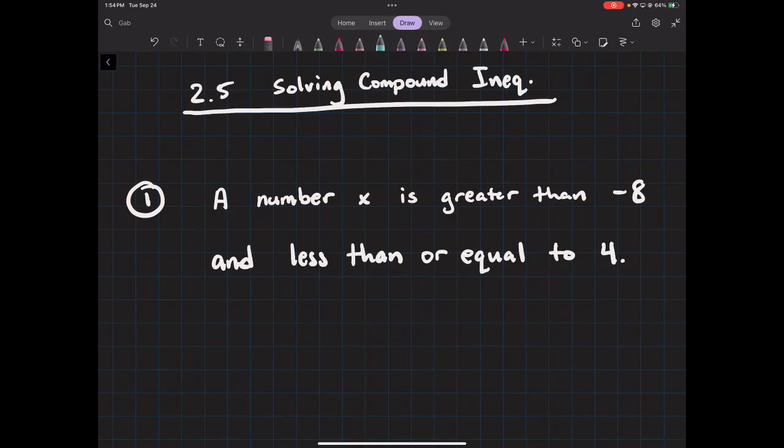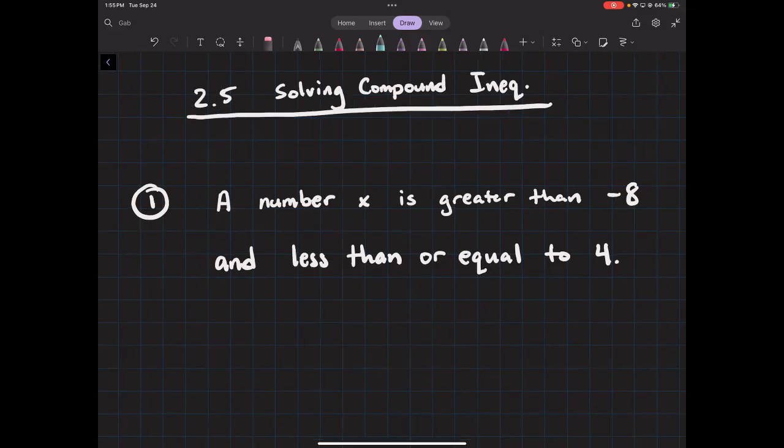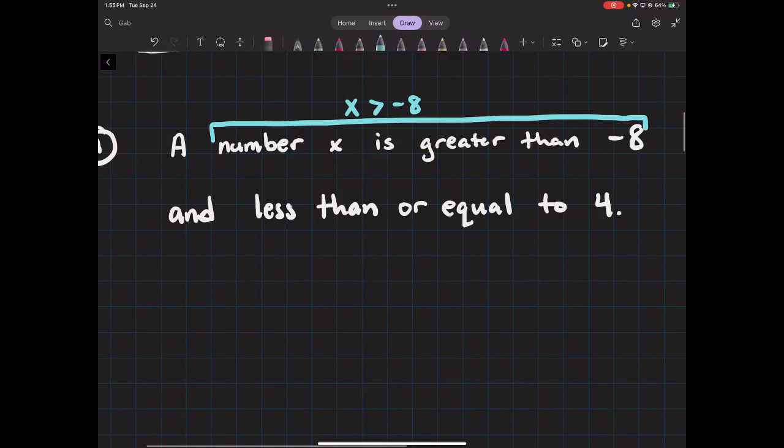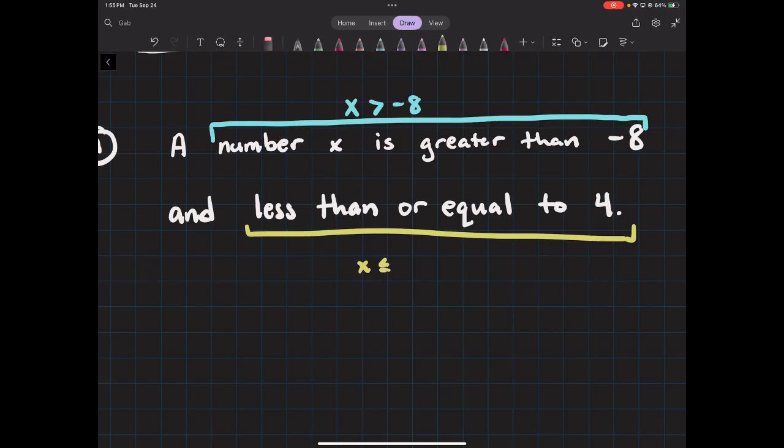What side is greater than again? A number x is greater than negative 8 and less... This way. Hey, I don't think I did it right. I just wrote it two different ways. Does that count? Yeah. Okay, so this part, a number x is greater than negative 8. What does that look like? x is greater than negative 8. Like that? Okay, what about the other one? Less than or equal to, so like this?